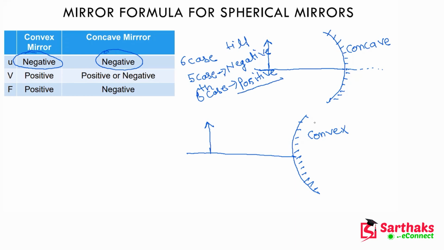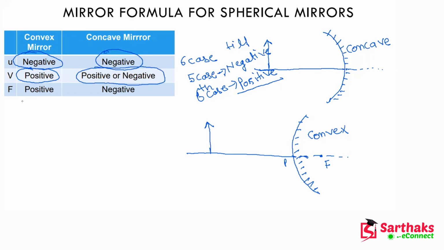Now, let's talk about the image distance in case of convex. In the case of convex, the image was always formed behind the mirror in both cases. In one case, the image was formed at F, and in another case, the image was formed between pole and focus. So for both cases in a convex mirror, we will take the image distance as positive, but in the case of a concave mirror, it can be either positive or negative.